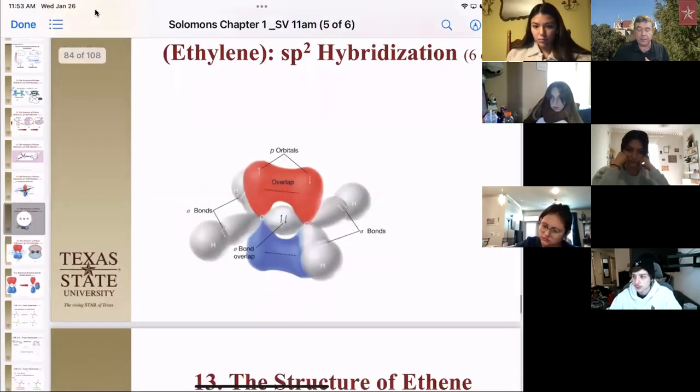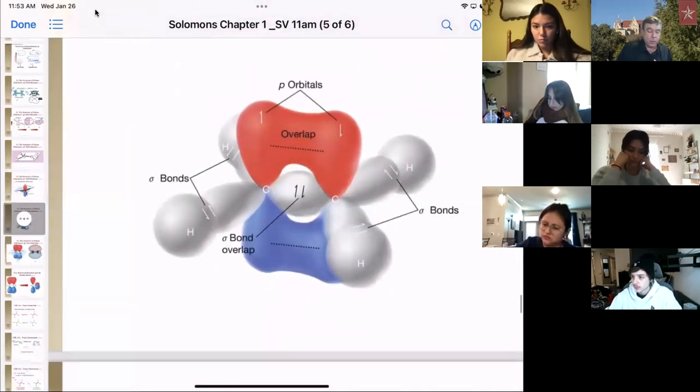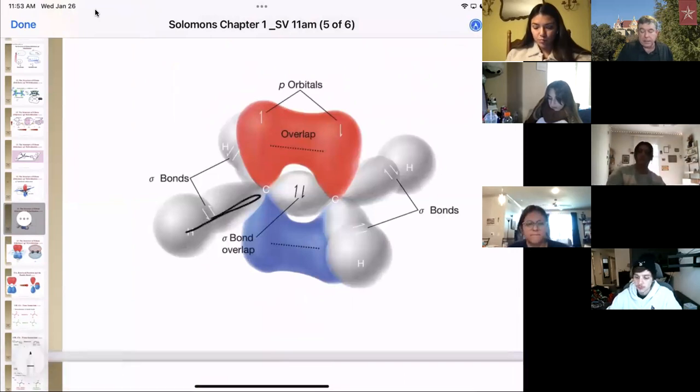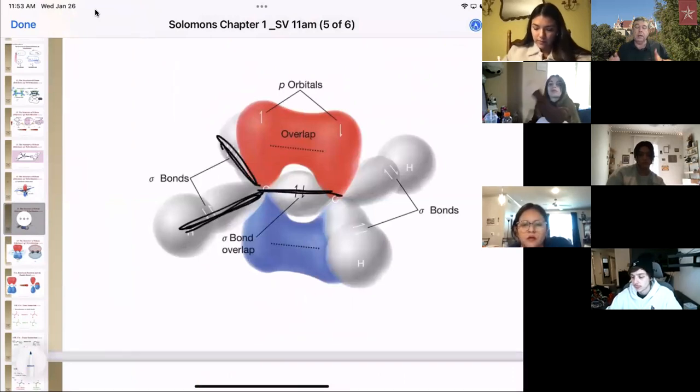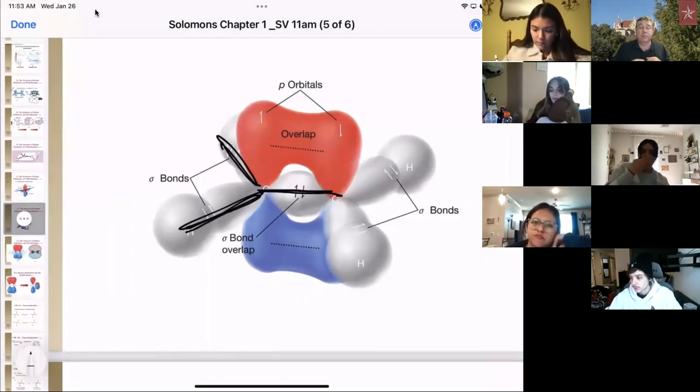Okay, so this is what that looks like here. We've got our sigma bonds here. This is our hybrid orbital, and our hybrid orbital, all at 120 degrees apart. They're going to give us our direct overlap between nuclei, which is our sigma bond.